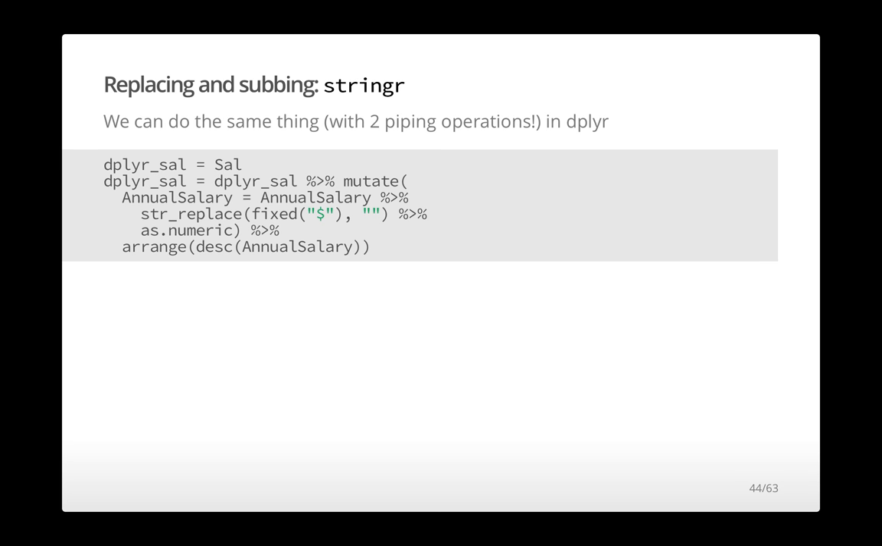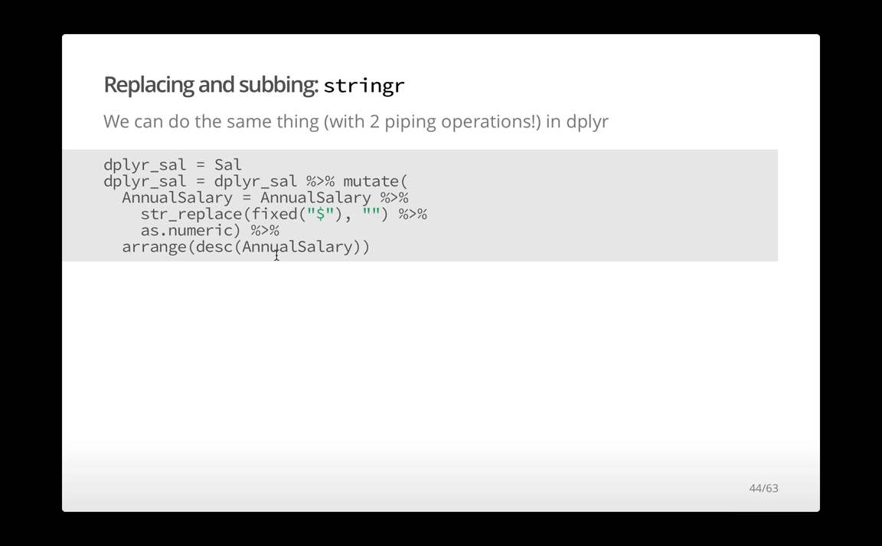Note, I'm doing two separate piping operations in the same command. This pipe means pipe this data set into this mutate function. This pipe means take this column, annual salary, and pipe it into the string function. And then after we've replaced the dollar sign with nothing, we can say, make it numeric. Okay?